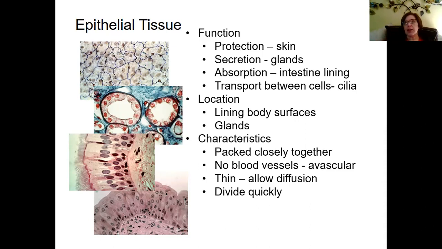So because epithelial is the only tissue that divides quickly, 80% of all cancers are epithelial. That's why, and we're going to talk about this a little bit more at the end of the chapter, but most cancers, you don't find them in nervous, you don't find them in muscle, you don't find them in connective. Now, there's some exceptions, but almost all cancers are epithelial tissue.